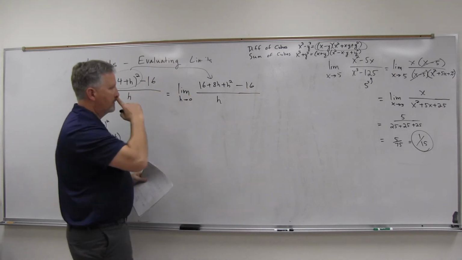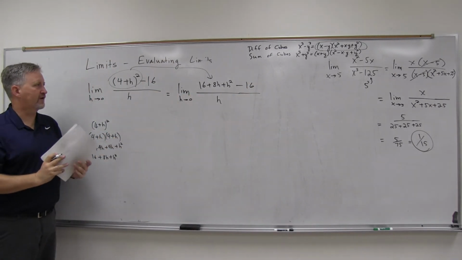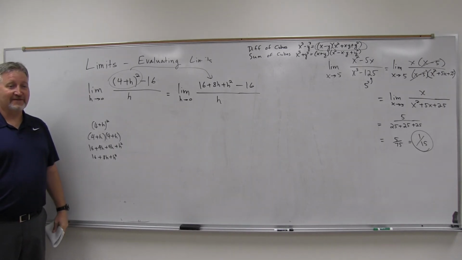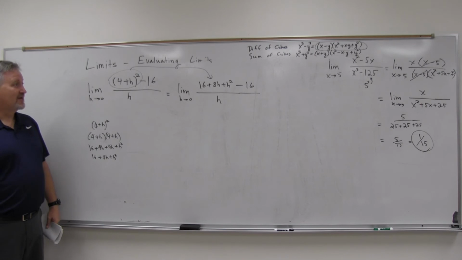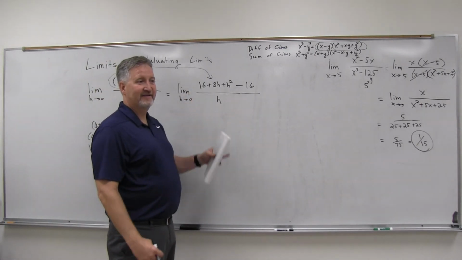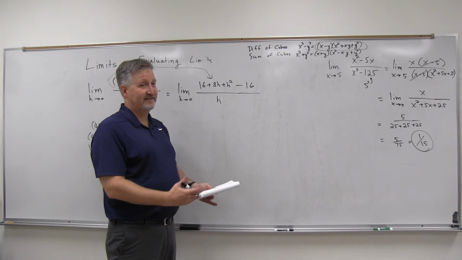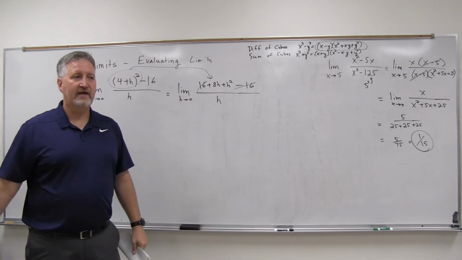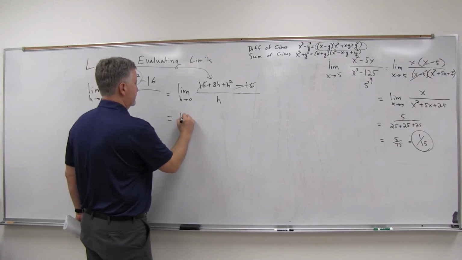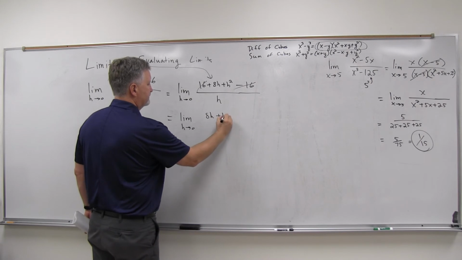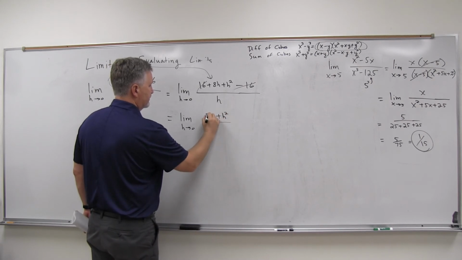Nothing simplifies there on those. But what happens with the minus 16? Well, it goes rather nicely with the positive 16 up front. 16 minus 16, that's 0. Those go out, don't they? And we're just left with 8h plus h squared divided by h.